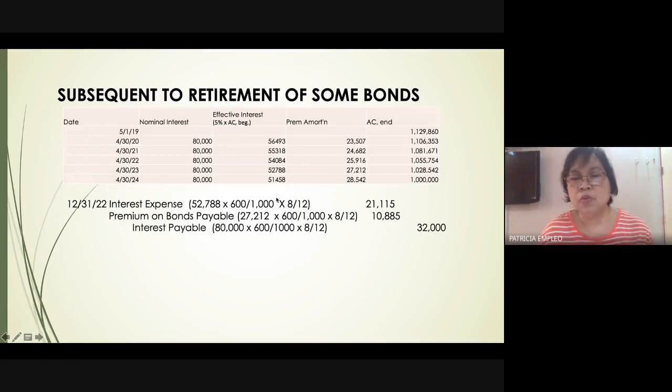Do the same thing with premium amortization. So debit premium on bonds payable, that's 27,212 times 600 over 1,000 times 8 over 12, that's 10,885. And credit interest payable, that's 80,000 times 600 over 1 million times 8 over 12, or simply 600,000 times nominal rate of 8% times 8 over 12. Therefore, that's 32,000.